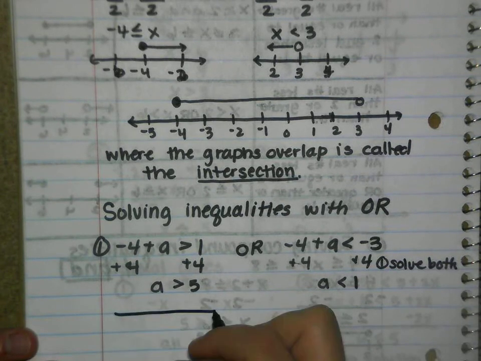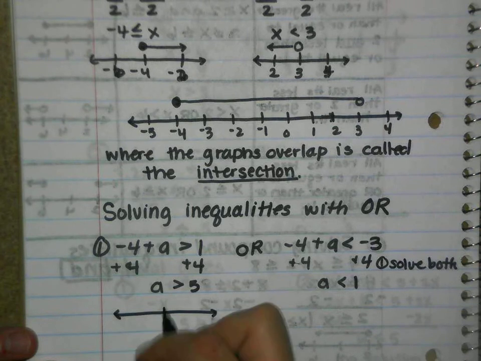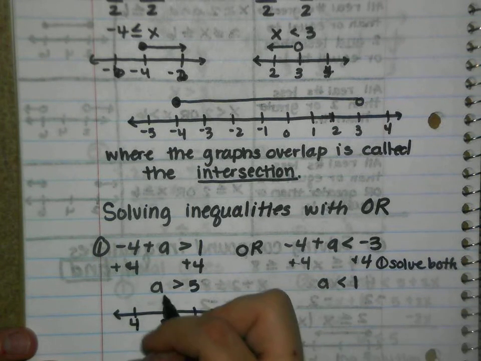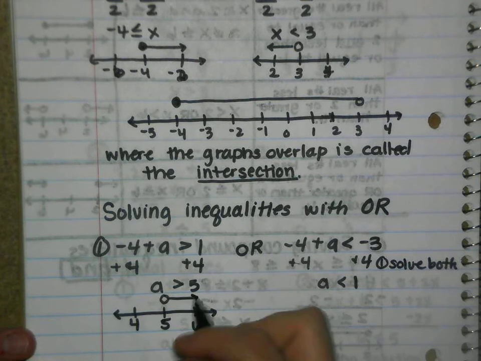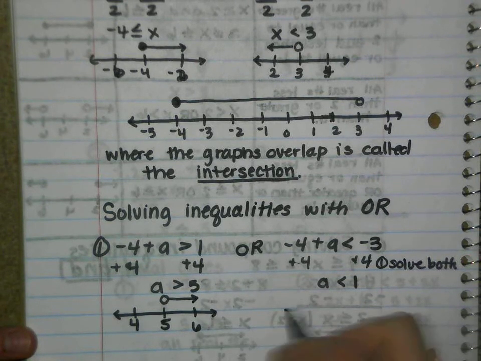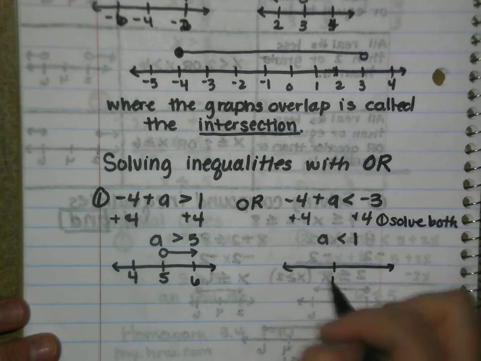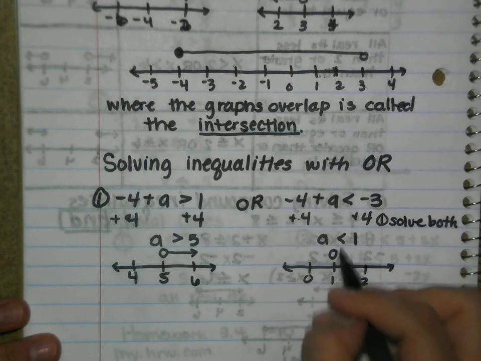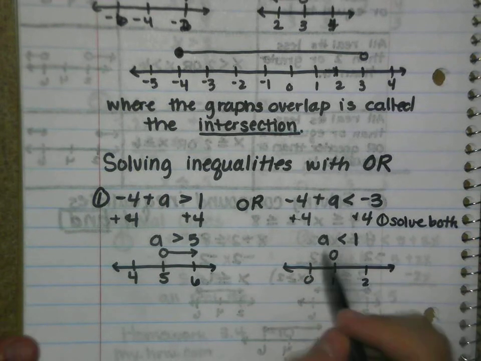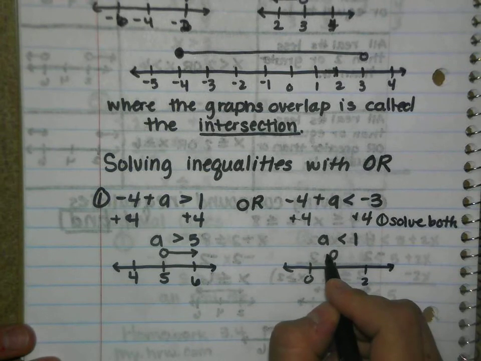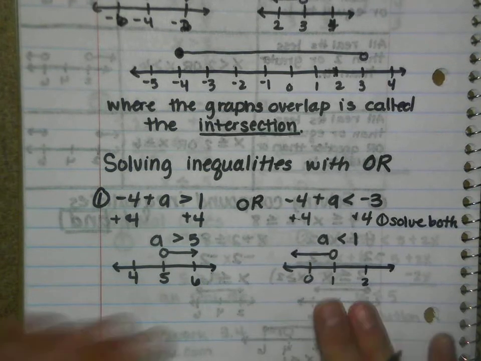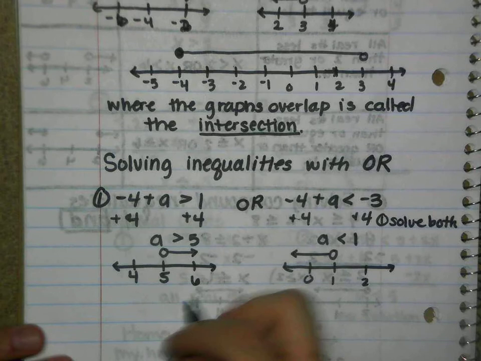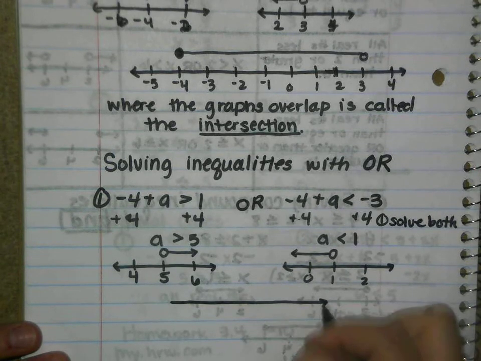Okay, if we look at their graphs, we'd have 5, 6, 4. Open circle, a is greater than 5, so it would go this way. If we look at the graph on this one, we would have 1, 0, 2. Open circle because it's not equal to. This says a is less than 1, so it would go this way. We're going to take these two graphs and combine them to graph the compound inequality with the OR.